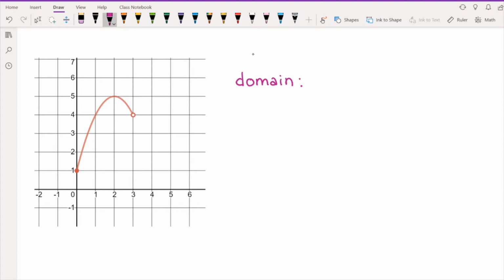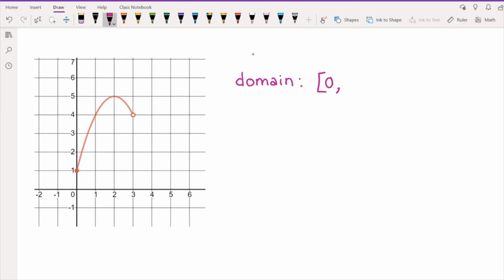Okay, so domain, again, same idea as the last one. We want to scan left to right and see what's the first x value that's included, what's the last x value. So what's the first x value that is included? Well, scanning left to right, we see that the graph begins at x is equal to 0. And similar to the other one, we have a closed circle, and so that means that 0 is included.